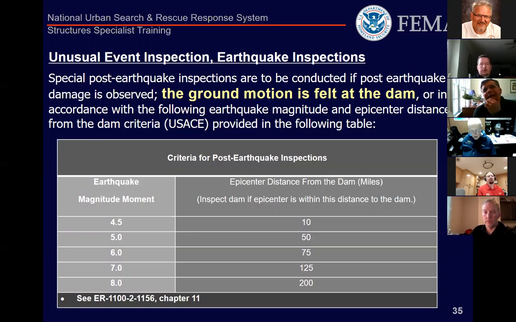Be careful if you're going to go inside the dam. You do not know what the hazards are unless you have an owner with you who's familiar with it. Do not go into the conduit if you've not been trained to do those types of inspections. You may not know how long that conduit is. You probably are not going to have proper lockout tagout procedures.